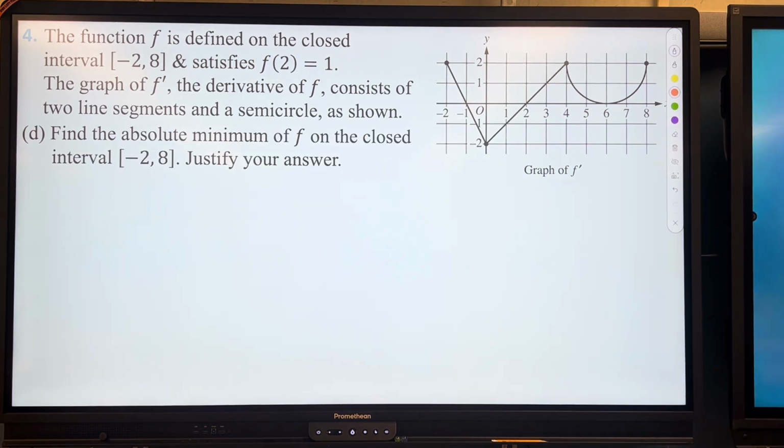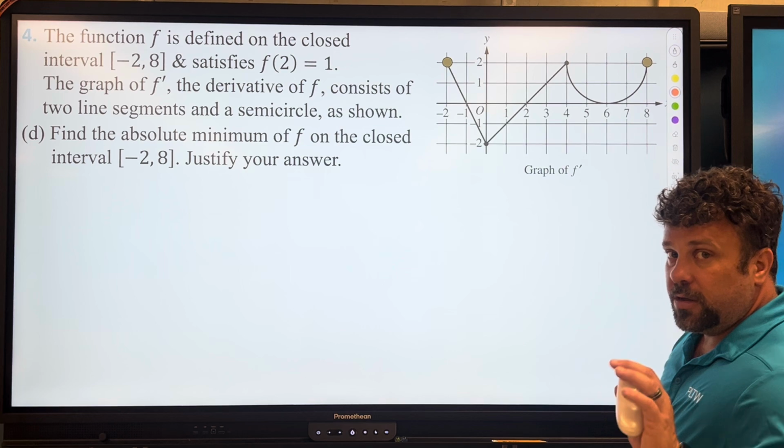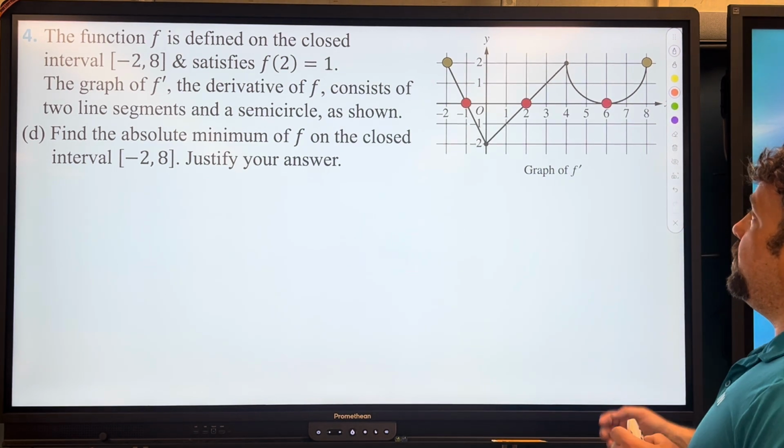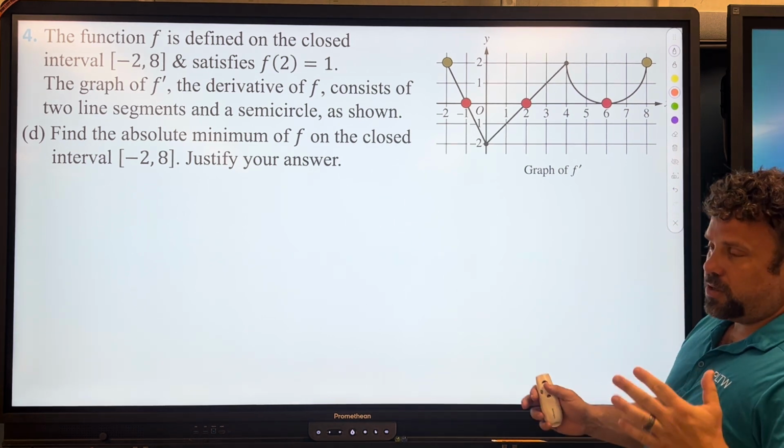All right, D, last one. Absolute minimum on the closed interval. Absolute minimum is the absolute lowest point. So the first thing you want to do is pick the start point and the end point. Those are always important to pick. And then you pick any point where it crosses from negative to positive. All right? So those are the points we check.